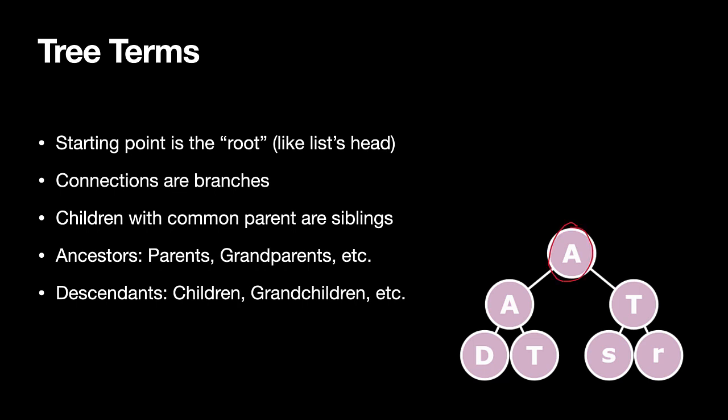So our root node has two children. One of them has the value a, the other has the value t, and it has a total of 4 grandchildren. So we've got this idea of both ancestors and descendants in our trees.